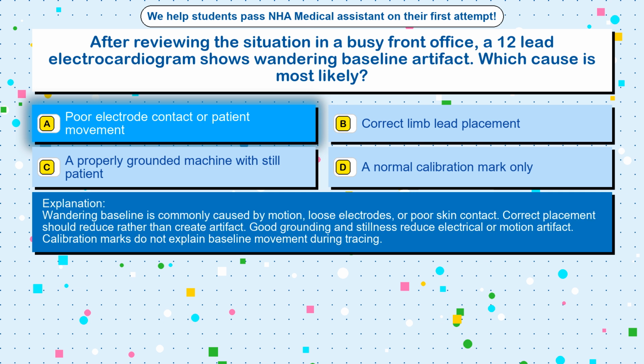Wandering baseline is commonly caused by motion, loose electrodes, or poor skin contact. Correct placement should reduce rather than create artifact. Good grounding and stillness reduce electrical or motion artifact. Calibration marks do not explain baseline movement during tracing.